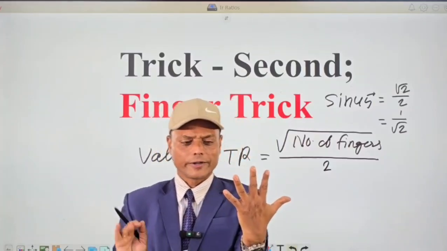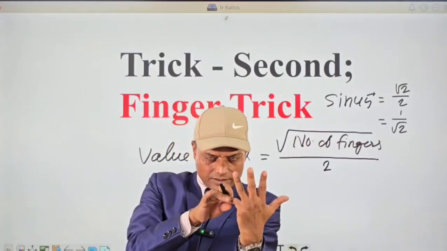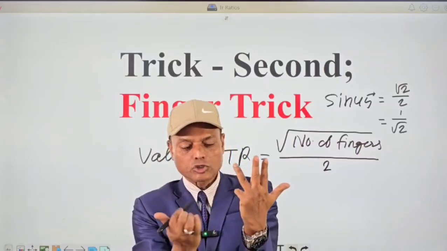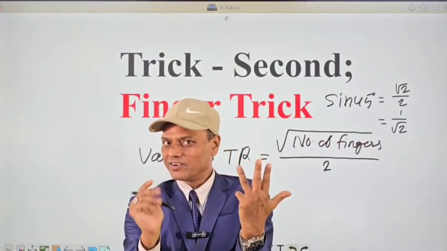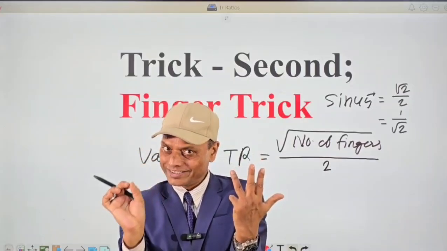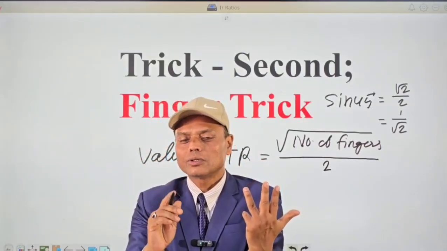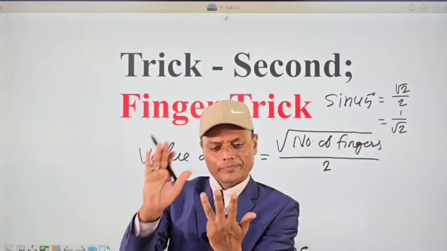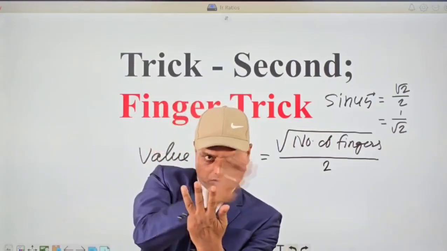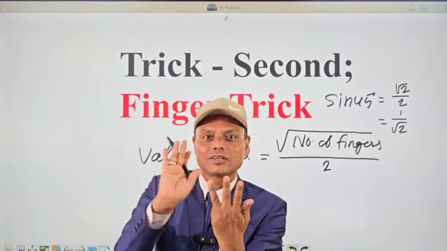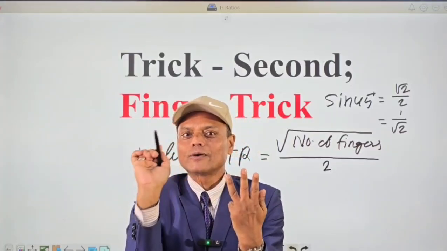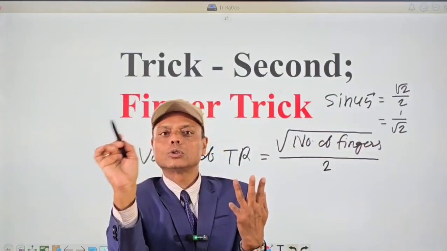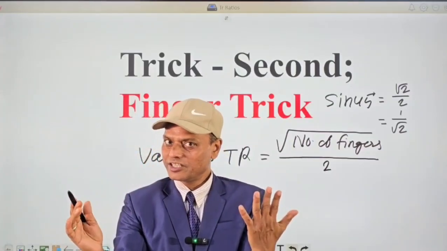Okay, sine 0 degree. This finger, pinky finger, represents 0 degree. So sine 0 degree means how many fingers you have at sine side? Not any finger. So under root 0 by 2, and under root 0 gives you 0, and 0 by any number is 0. So sine 0 degree is 0, right? Okay, cos 0 degree. So at cos side, how many fingers you have? 4 fingers. So square root of 4 is 2. So cos 0 degree is square root of 4 by 2, that is 2 by 2, that's 1, isn't it?